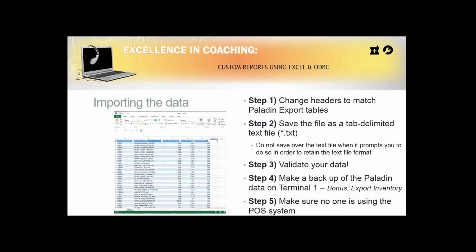And of course I want to save it. Well, wait a minute. That doesn't make sense. If you save it, it's going to actually turn it back into an XLS. So don't save it again. When it prompts you the second time after you've already saved it as a text file, ignore the do you want to save it again, because it'll write over that.